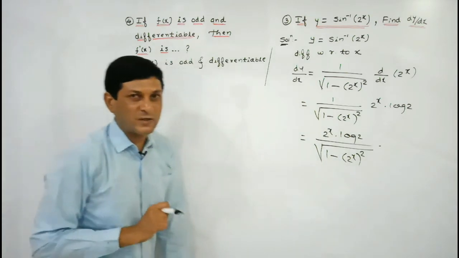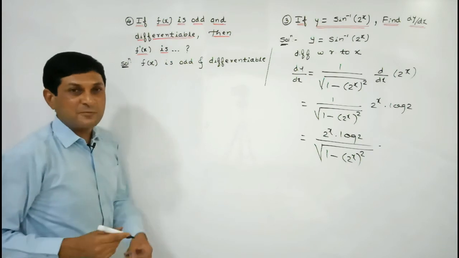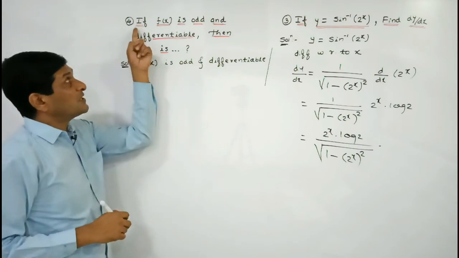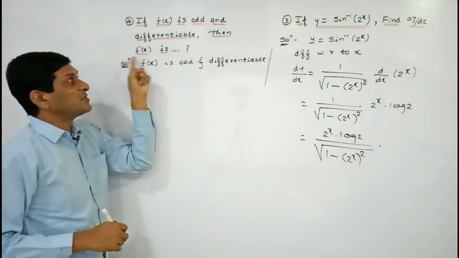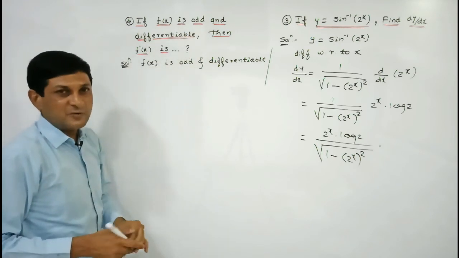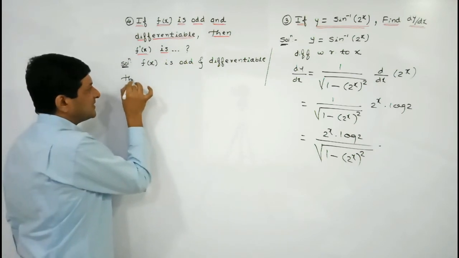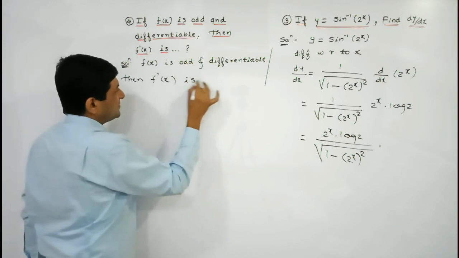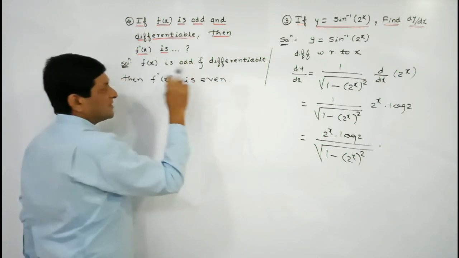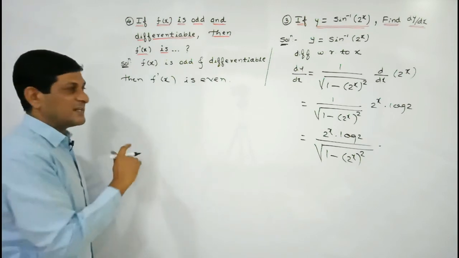In this way we have got the differentiation of this function. Now observe example number 4. In this case, what is given to us? f of x is odd and differentiable, then its derivative f dash of x will be equal to. So if f of x is odd and differentiable, then its derivative is always what? Even. So remember this important condition: if a function is odd, then its derivative is even, or if a function is even, then its derivative is odd.